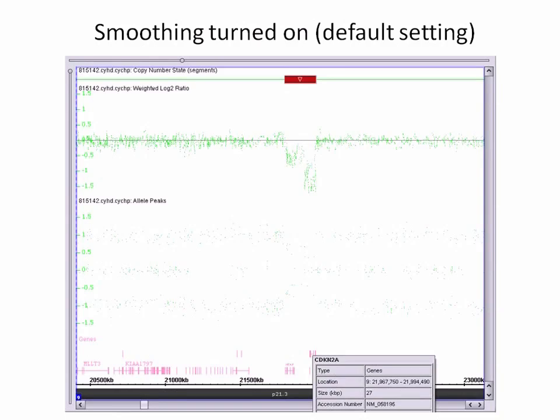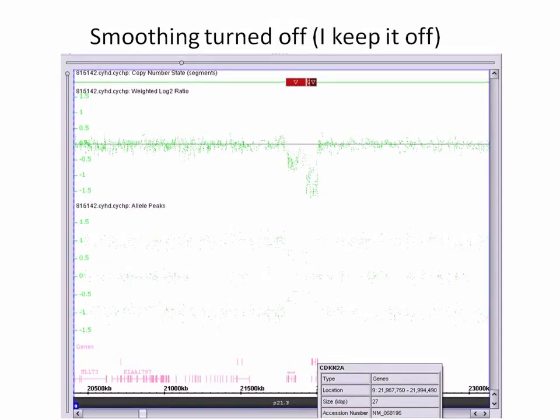one copy loss. But your eye would say, that's not a one copy loss, that's a one copy loss here and a biallelic loss there. And it's a biallelic loss over CDKN2A, which is a common thing in ALL. So if you turn your smooth off, and I just keep it off, it does make the call of a one copy loss and a two copy loss.